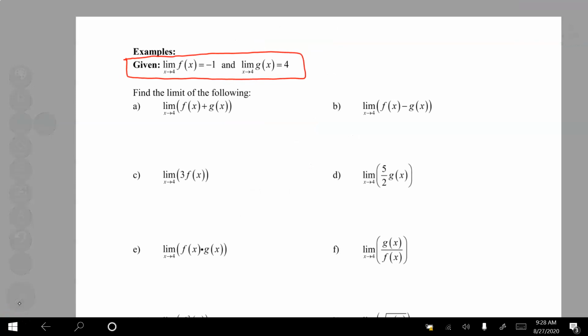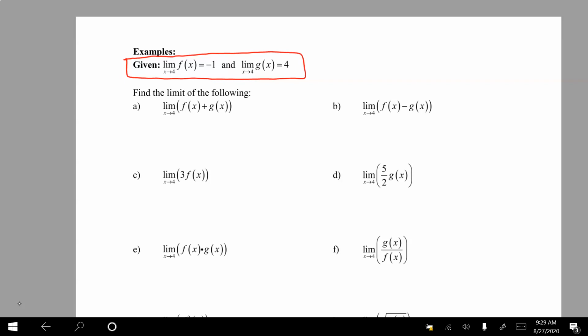Okay, we're going to do some examples here. They're not really that hard. I'll go through a couple and then I'll pause the video. You have to be given the limit of f as x approaches whatever value, and the limit of g as x approaches that same value. So for my example, I have the limit as x approaches 4 of f of x is negative 1, and the limit as x approaches 4 of g of x is equal to 4.